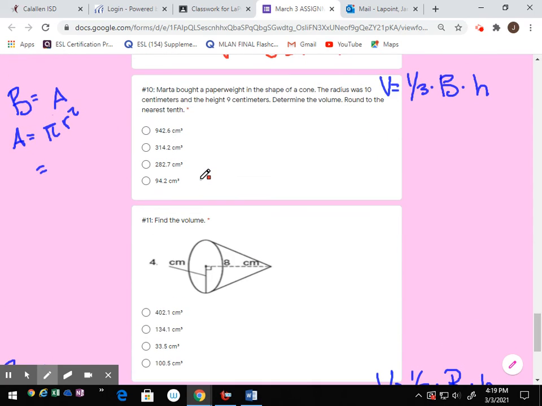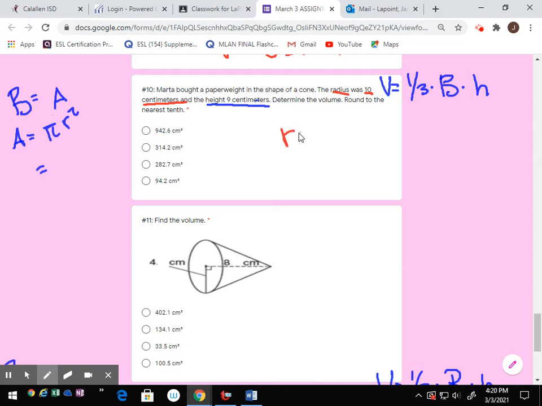When we look at number 10, it says, Marta brought a paperweight in the shape of a cone. The radius was 10 centimeters, so radius was 10. I'm going to underline that in red. Radius is 10 centimeters, and the height was 9 centimeters. Height, 9 centimeters. Okay? All right. Determine the volume and round to the nearest 10.